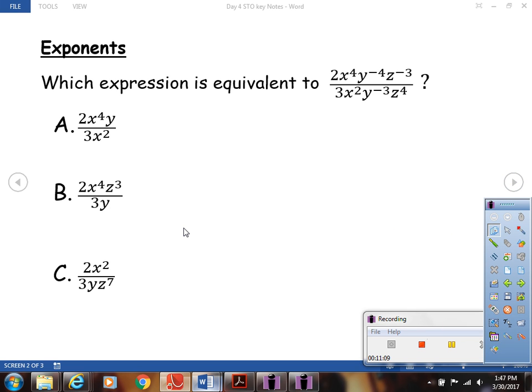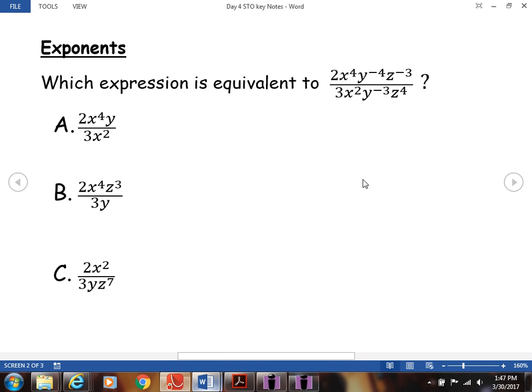Now on your benchmark, you had one like this. And a lot of you got it wrong because, again, we hadn't covered any of the store things. If you would have known, then you would have been able to get this one right, because when you use a store key, it becomes a very simple problem. You just have to find which ones are equivalent.